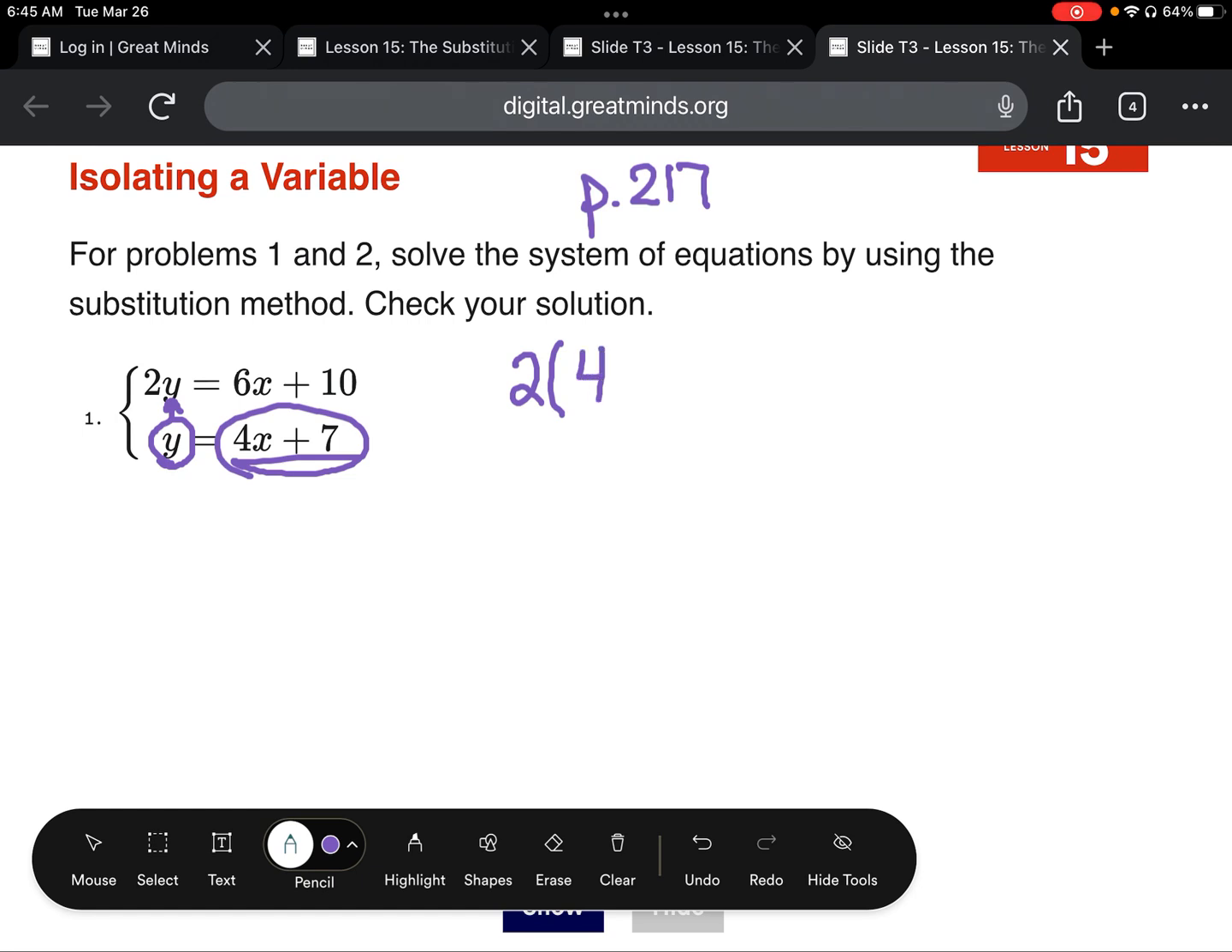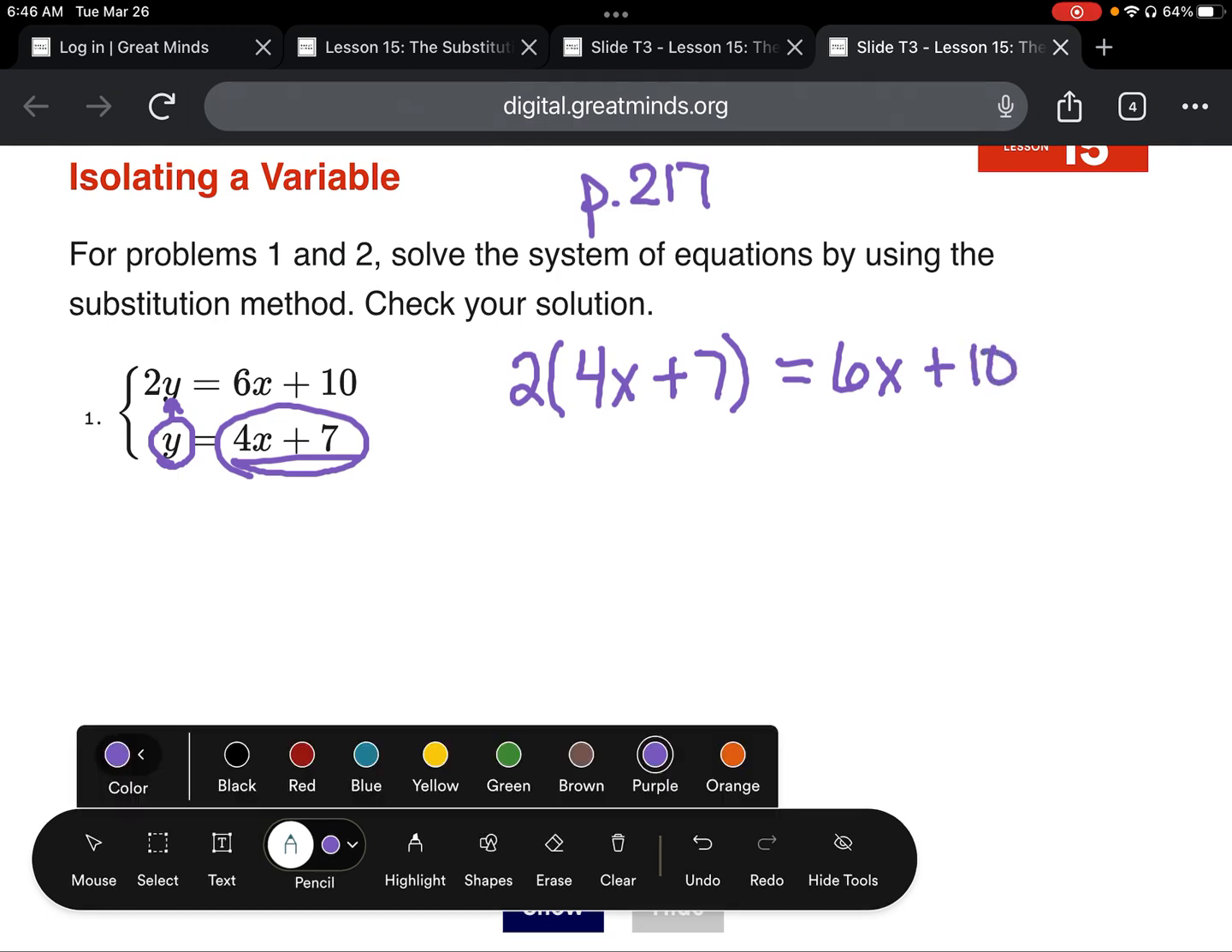2 times (4x plus 7). It is important to put this in parentheses because the 2 is being multiplied by the y, by everything that the y is. So it's being multiplied by 4x, it's being multiplied by 7 as well. And then once we have this equation written, we can go through our steps to solving an equation like this.